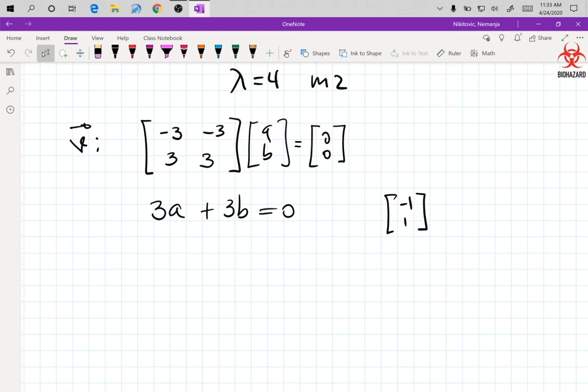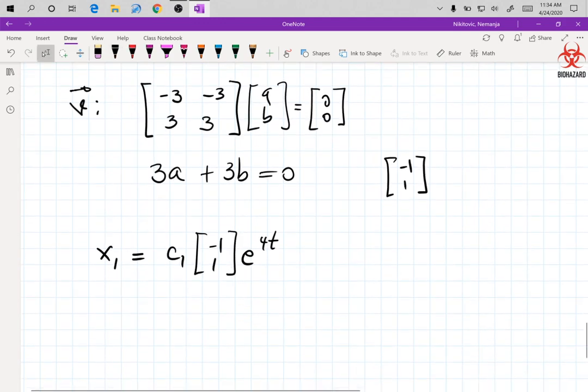So what I must do is just write out the solution for this. I have my x1 solution to be c1 times the vector 1, 1, and then e to the, was it a 4? Yeah, 4. e to the 4t. So that's my solution.